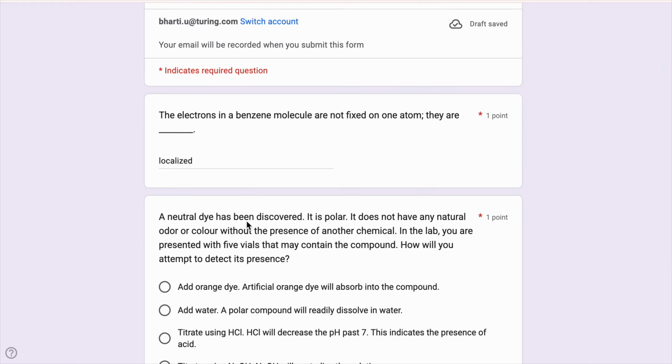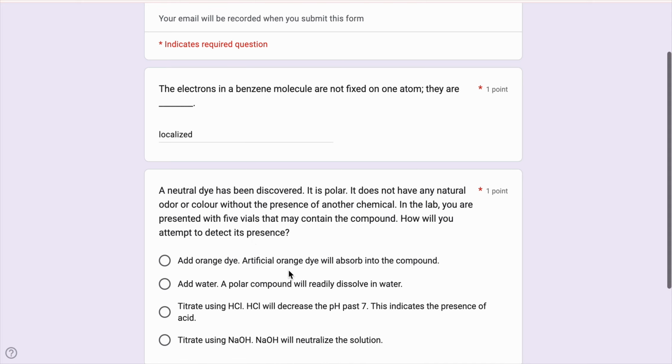A neutral dye has been discovered. It is polar. It does not have any natural odor or color without the presence of another chemical. In the lab, you are presented with 5 vials that may contain the compound. How will you attempt to detect its presence?